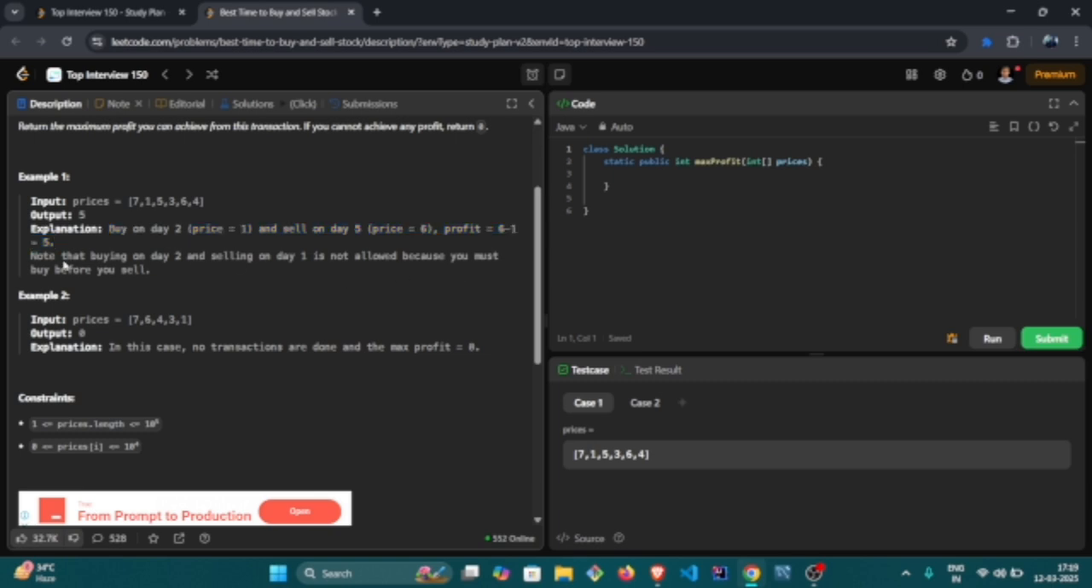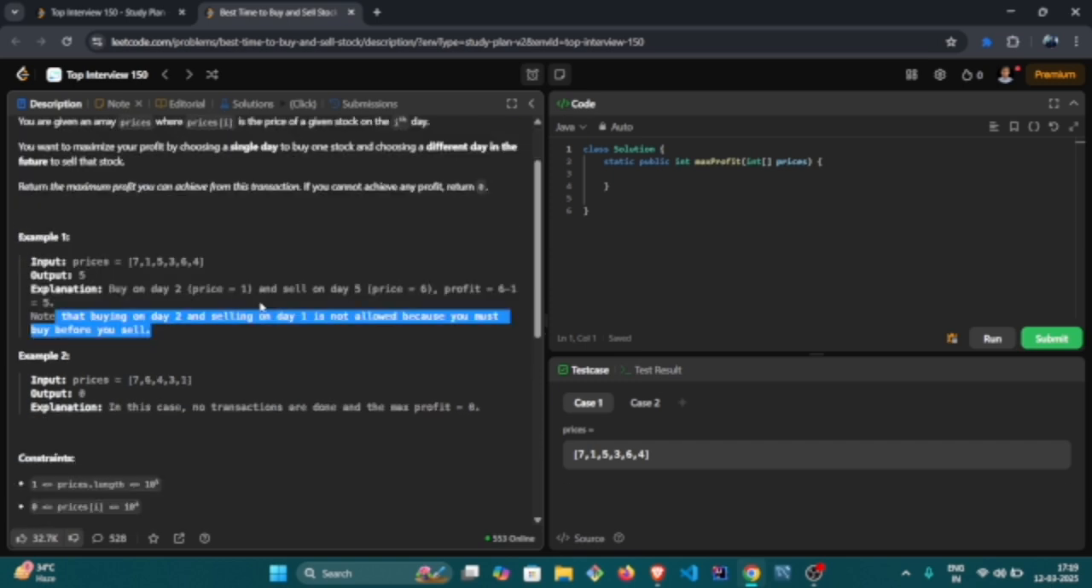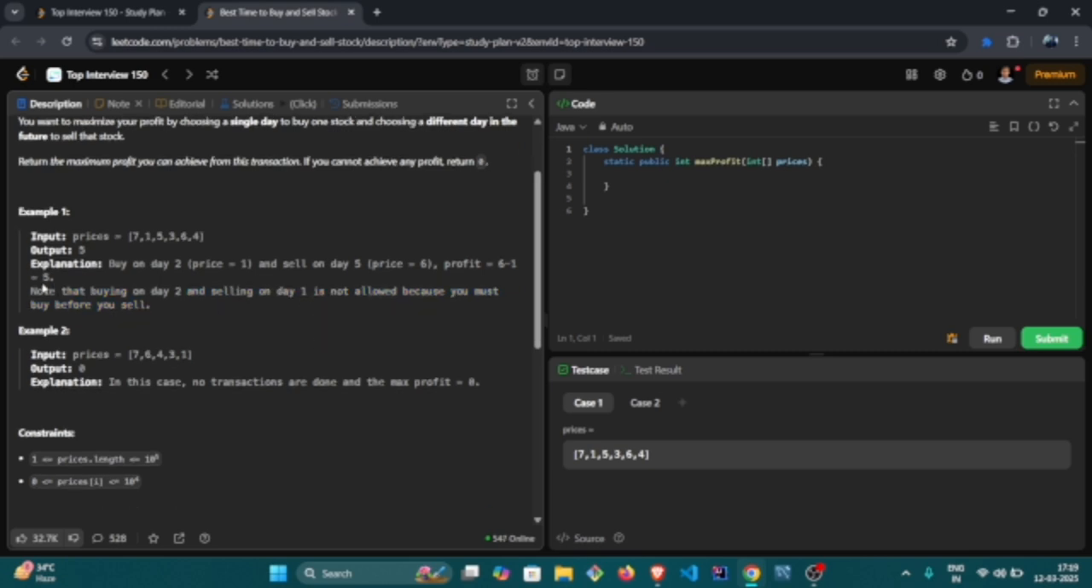There is a note saying that buying on day 2 and selling on day 1 is not allowed because you must buy before you sell. So here's the interesting thing about this question: we can only sell after buying the stock, because we cannot sell before buying. We have to understand the order, because here the order is very important.